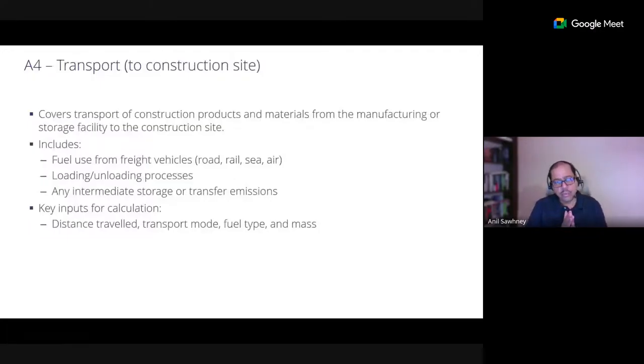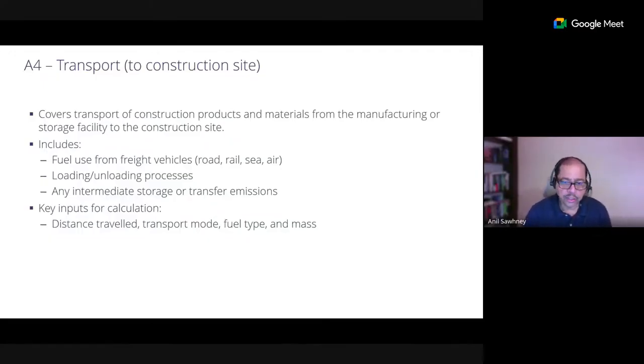Then we are now moving into the construction stage where A4 transport emissions are basically all your emissions related to bringing stuff to the construction site. So applies to new builds. It also applies to any maintenance repair work that you will do in module B. Okay, so A4 transport is now bringing construction products and materials from your manufacturing or storage facility to the construction site.